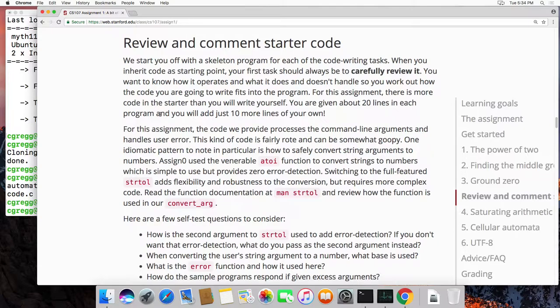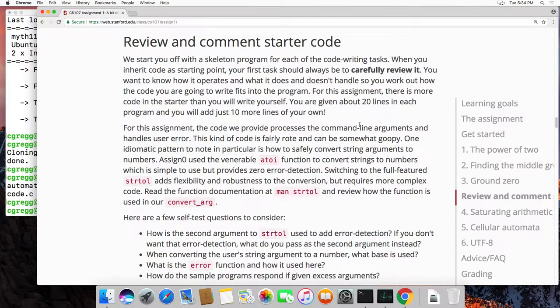Okay, so some of it, by the way, on assignment 0, we asked you to use the atoi function, and that converts ASCII to integer. That's what that stands for. But it wasn't very robust. I don't know if you remember, but it didn't work on strings, and it didn't give you an interesting return value. It just basically said, if I can't figure it out, I'm returning 0.